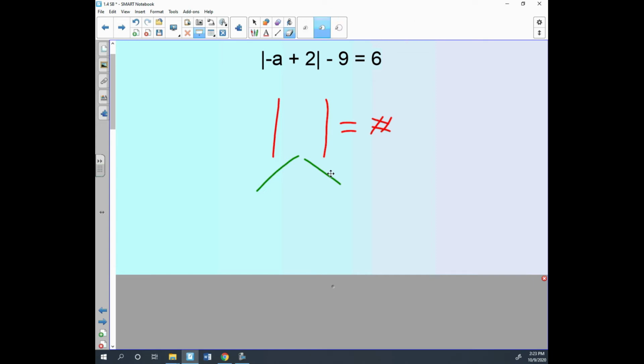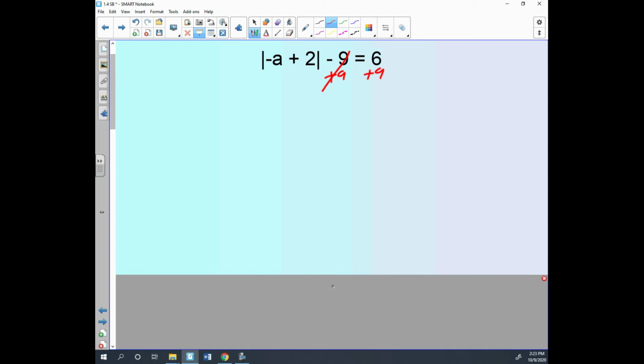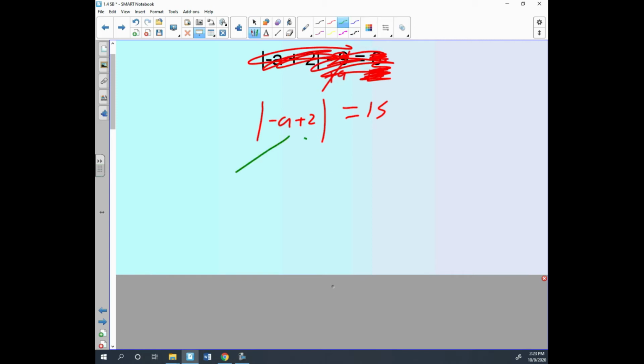Sometimes there'll be a lot of steps to get those all by itself. This time it's only one. I'm going to add 9 to both sides, and that wipes it out there. This gives me a 15, and now I have the absolute value of negative a plus 2 equals 15. Now I can ignore all of this stuff that I just did, because now I have a brand new problem, and here is where I'm going to break up my case 1 and case 2. That's a negative a, just so you know, not 9. But anyways, we're going to go negative a plus 2 equals 15.